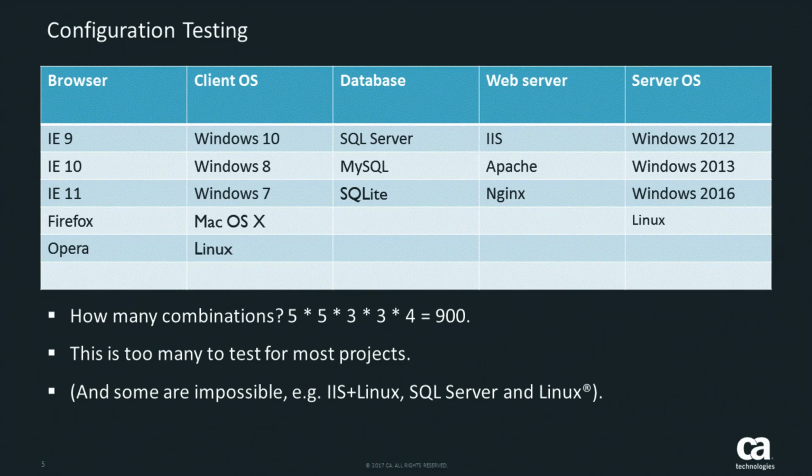This is too many. And we also know, actually, some combinations of architectural choices are impossible. For example, IIS does not run on Linux, and SQL Server doesn't run on Linux either.